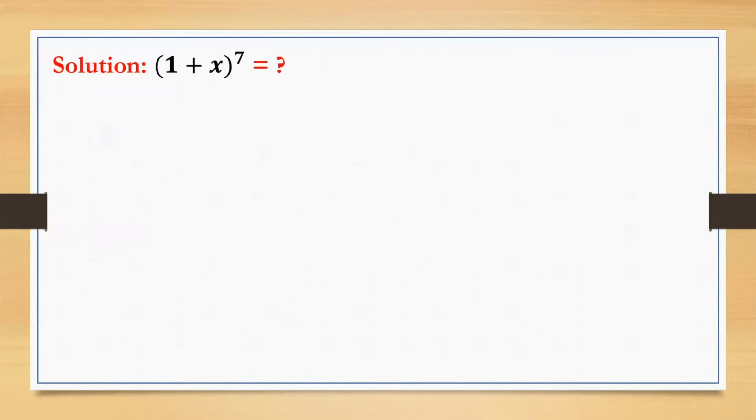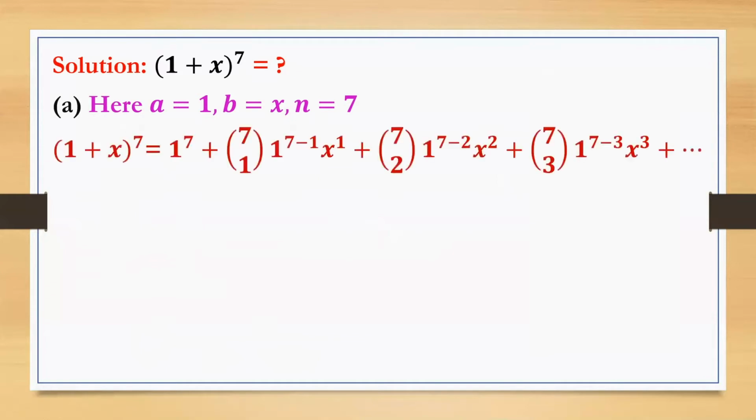Now, part A, it's quite simple. We are going to use the formula. So a is going to be equal to 1, b equal to x, and n equal to 7. Replacing in the formula and simplifying, we shall obtain (1 + x)^7 equal to 1 + 7x + 21x^2 + 35x^3. Remember, we have been asked to find the first 4 terms only.